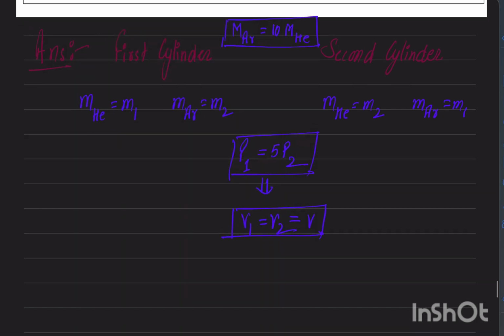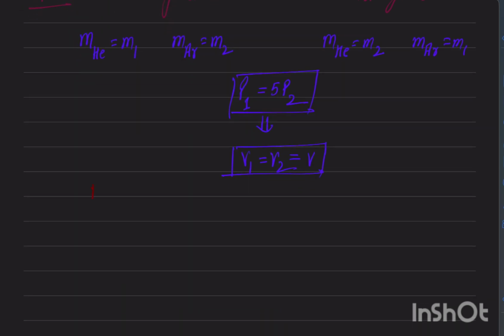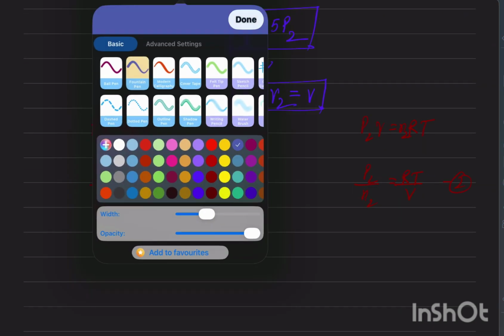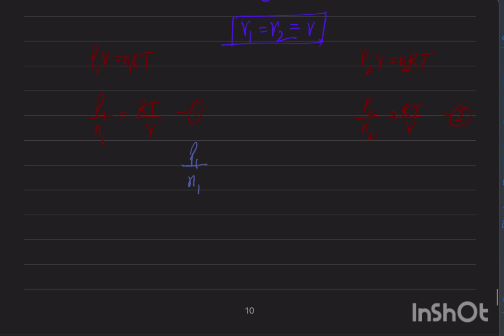Now let us do this question. We know for the first cylinder P1 V equals n1 RT. Similarly, P2 V equals n2 RT. From both equations we can write P1 by n1 is equal to RT by V, and here also P2 by n2 is RT by V. From these two equations we can equate the left hand side values. That means P1 by n1 is equal to P2 by n2.